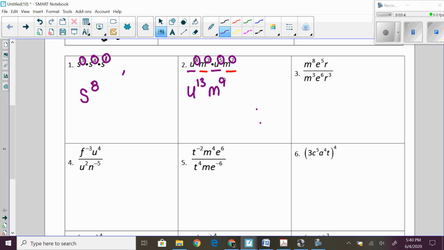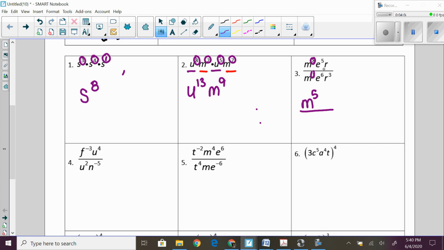Okay, our quotient property says that we should subtract our exponents. What I like to do is, these are written in the same order, so it's kind of nice. I say m to the 8th and m to the 3rd. M to the 8th is more, so I know that I'm going to have m left in the numerator. Now, 8 minus 3 gives us m to the 5th.